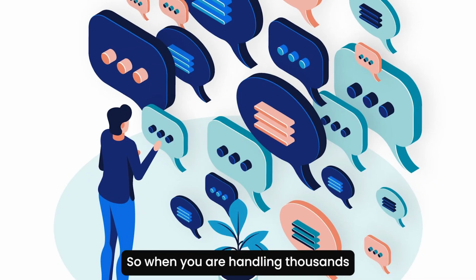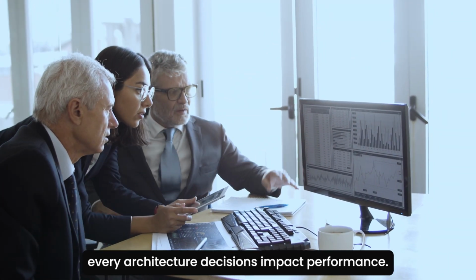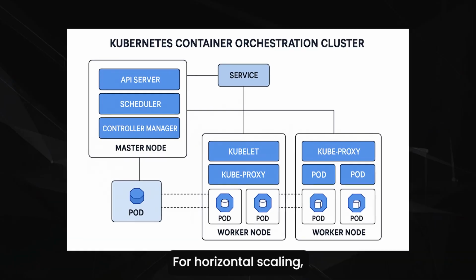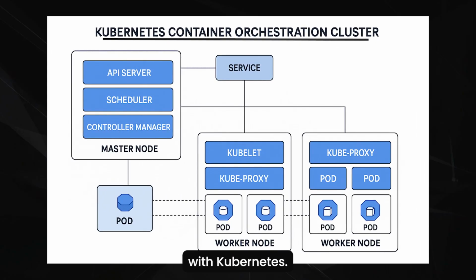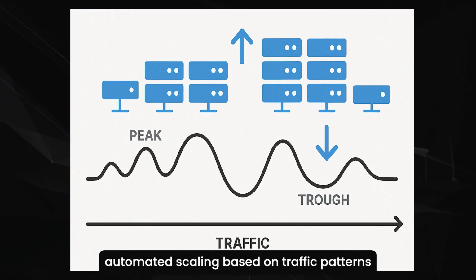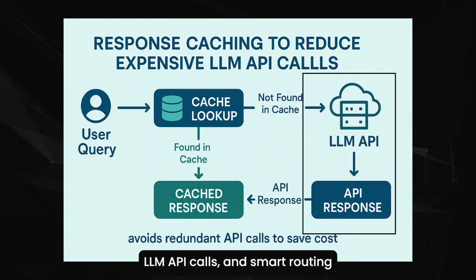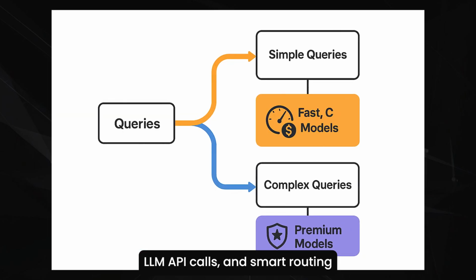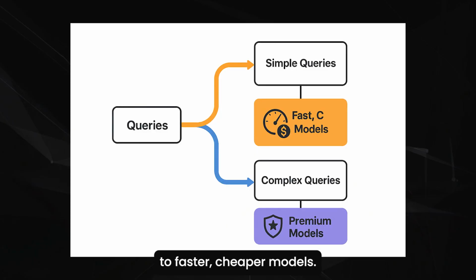So when you are handling thousands of concurrent conversations, every architectural decision impacts performance. For horizontal scaling, implement container orchestration with Kubernetes. Automated scaling based on traffic patterns, response caching to reduce expensive LLM API calls, and smart routing to send simple queries to faster, cheaper models while reserving premium models for complex requests.